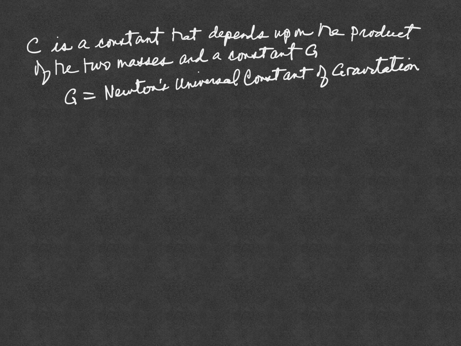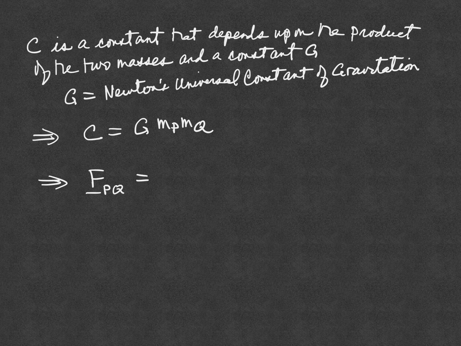So because of the dependence here, we see that C is equal to G times the mass of P times the mass of Q, which then implies that the force of gravitation, which is the force exerted by Q on P, is equal to minus G times the mass of P times the mass of Q, all divided by R cubed, times the position of P relative to Q.